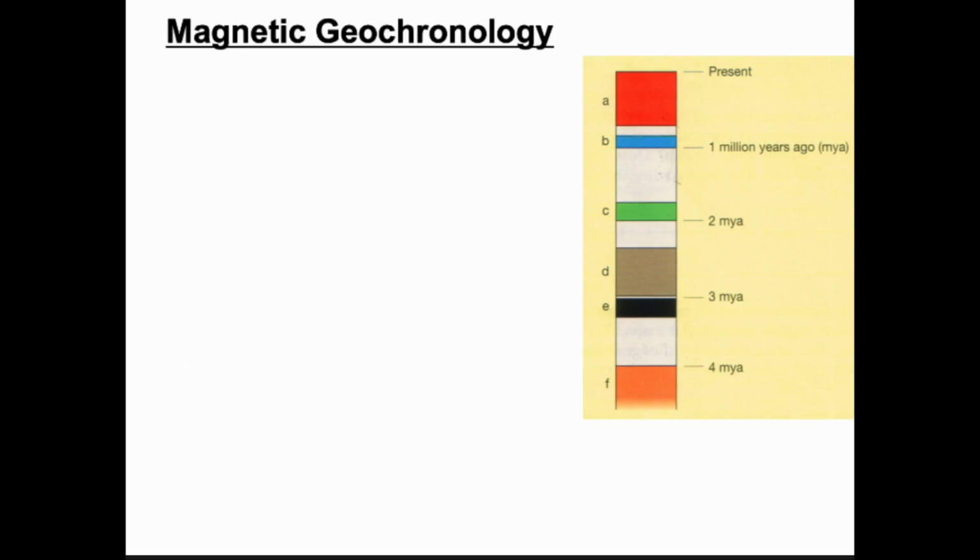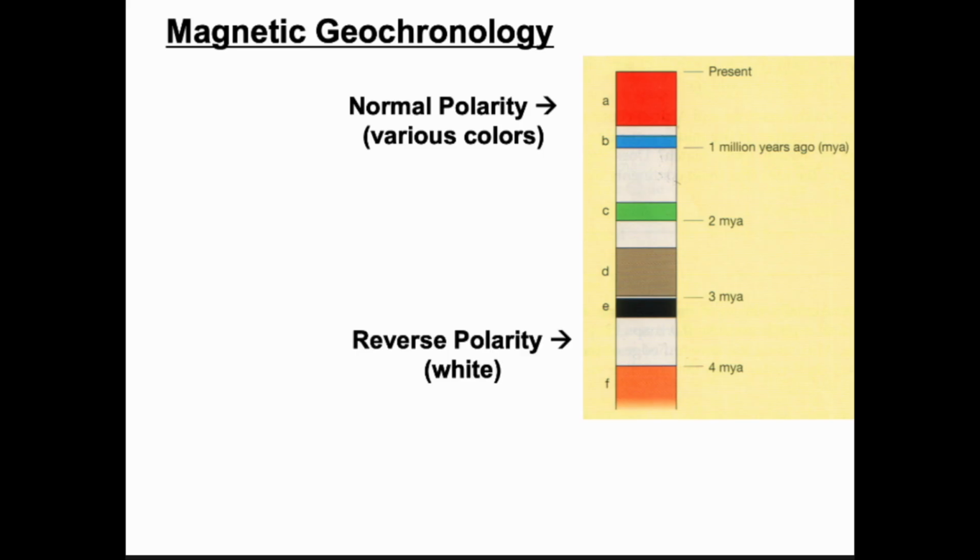Here we've color-coded the stripes for ease of study, and we see periods of normal polarity, i.e. when the Earth's magnetic field exists as it does now, are represented by the various colors, and periods of reverse polarity, i.e. when the poles are flipped, are shown in white. And scientists have been able to piece together a geomagnetic chronology going back well over 100 million years where we know the basic polarity of the field at any given moment.